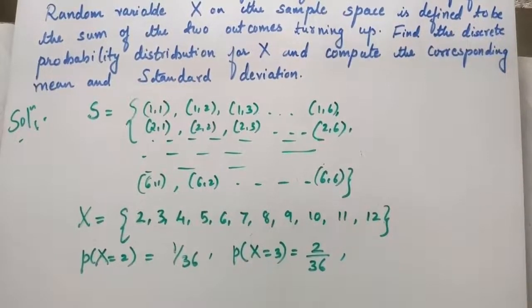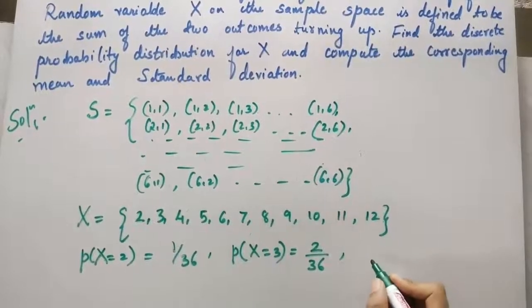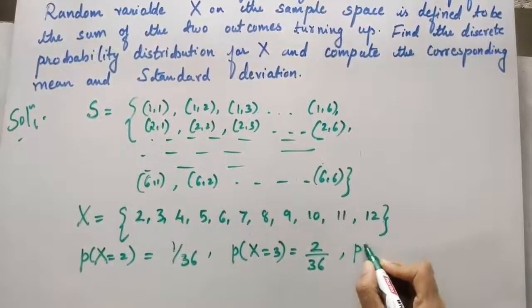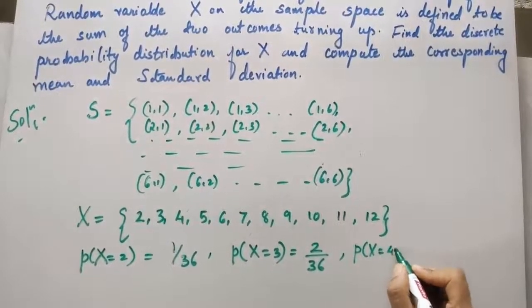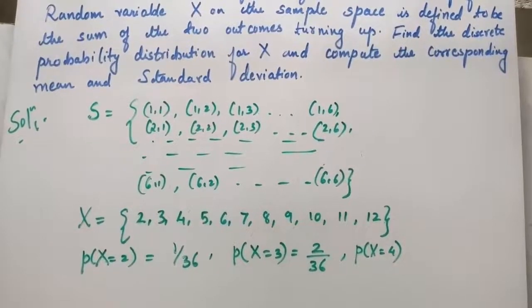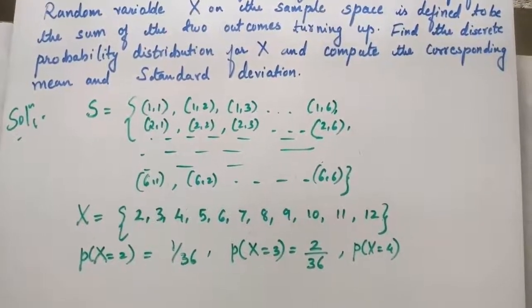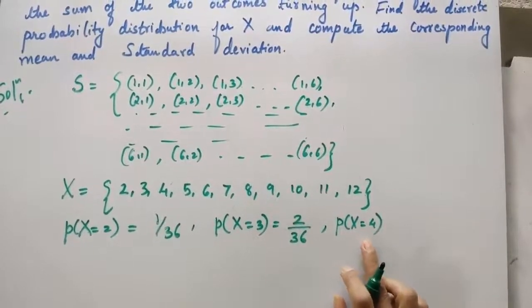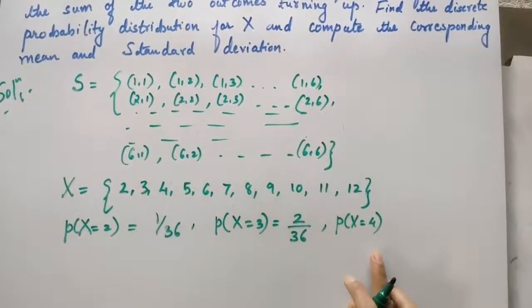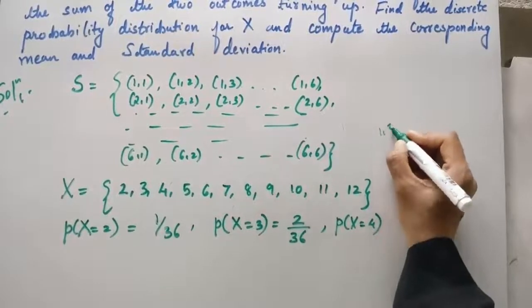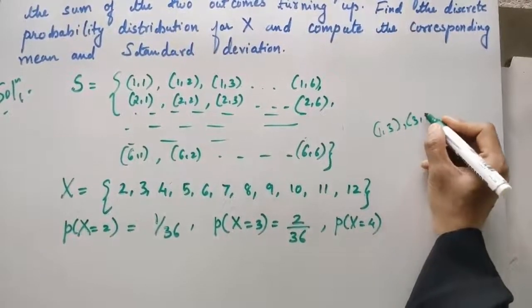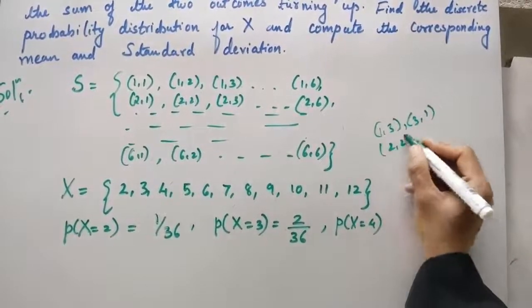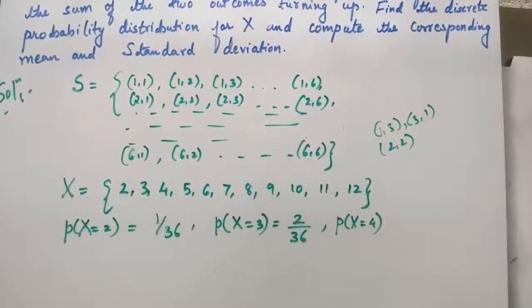So now, coming back, let us speak about when X is equal to 4. Let's see how many possibilities are going to have this sum equal to 4. Now see, X is equal to 4, how many possibilities will you have? One is the possibility (1,3), then the reverse of it (3,1), and (2,2) also gives you the sum to be 4.